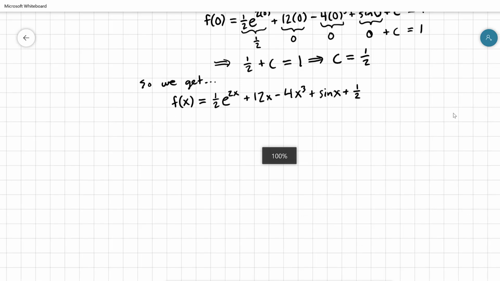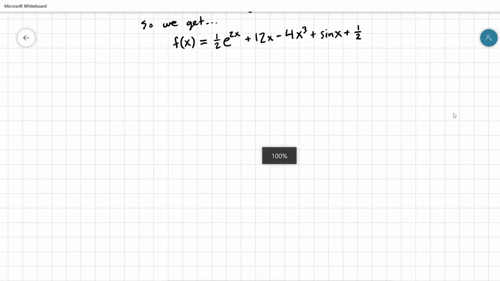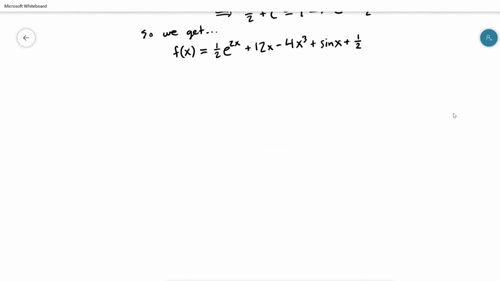Let's try another example, just to make sure that we're on board with this. And then I'll talk about a more applied version of this same problem in just a minute, relating it to physics. So we're not just doing all of these toy problems here. So let's try this one.